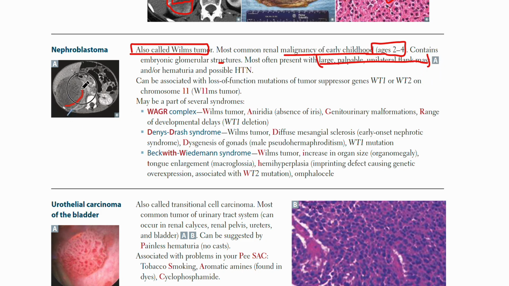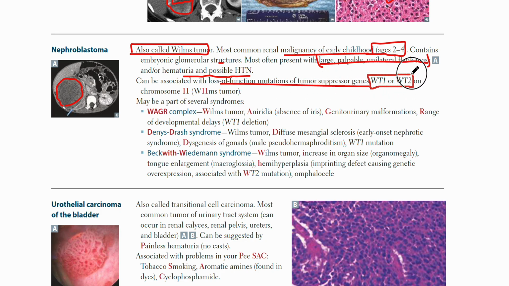You can see this is a very large tumor right here, right? So it may be present with or without hematuria and also possible hypertension. It can be associated with loss of function mutations of tumor suppressor genes WT1 and WT2.